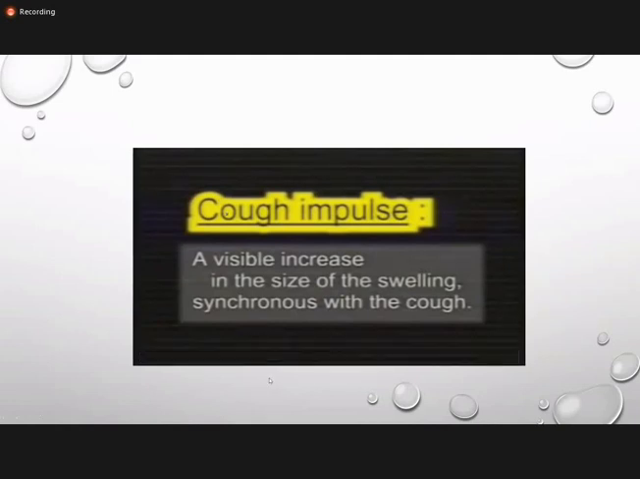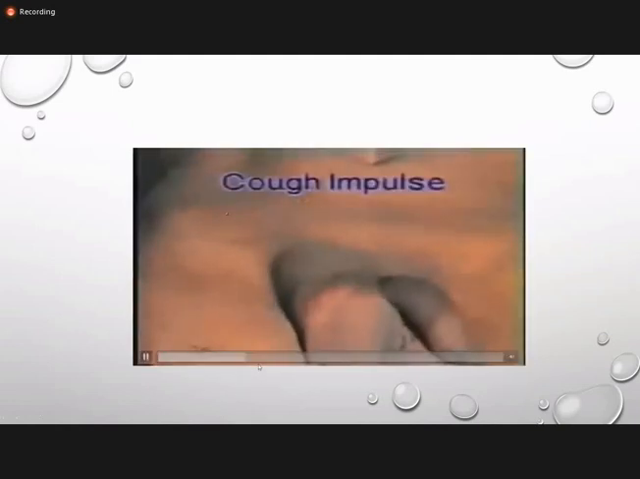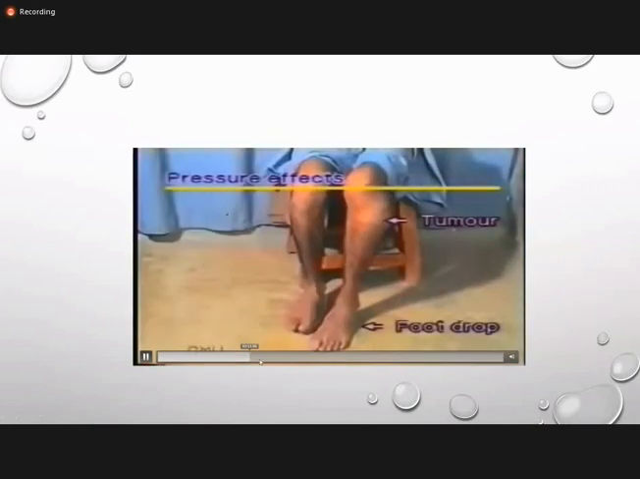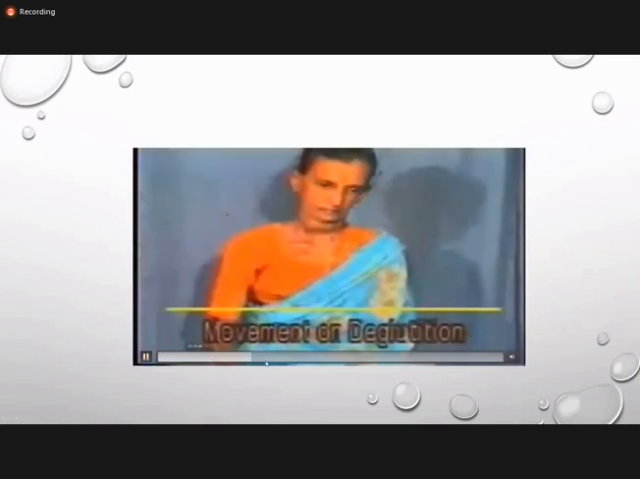Impulse on coughing, as in this inguinal hernia. This bone tumor in the upper tibia. Similarly, if the swelling is on the front of the neck, look for movement on deglutition.